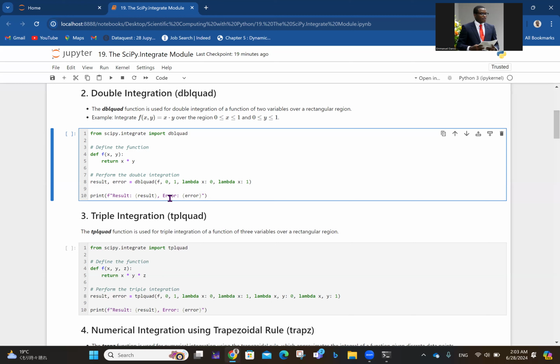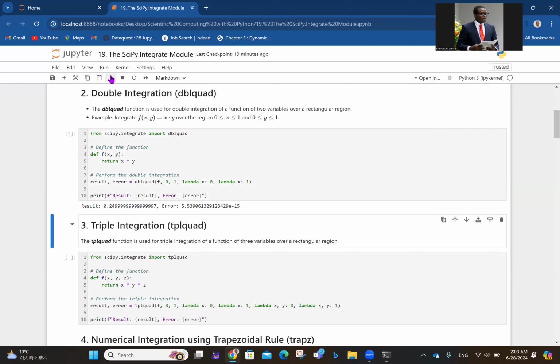So the function, you're doing that over 0 to 1 for the first part, and again from 0 to 1, with lambda x of 0 and lambda x of 1. That means when x is 0 and when x equals 1, you are integrating that function over that range. That's x from 0 to 1 and y from 0 to 1. And this is how that is represented in line 8. So you just run this and you get your results.